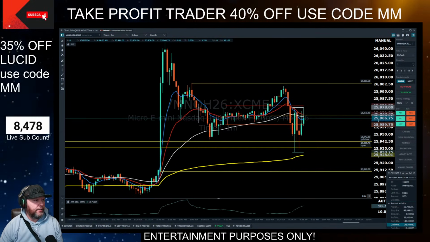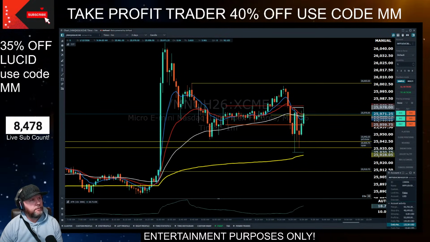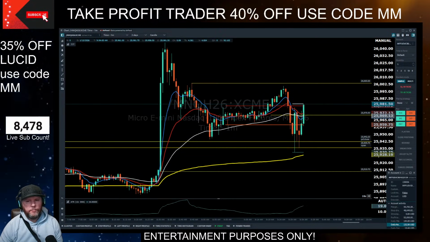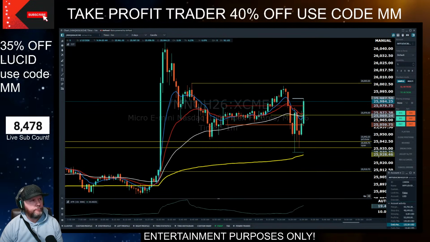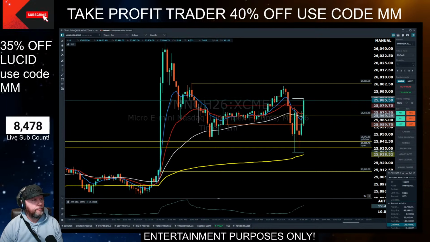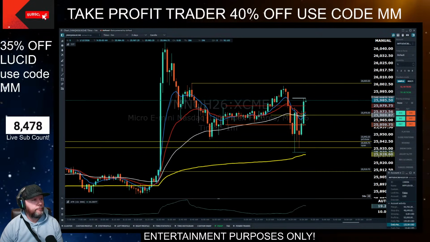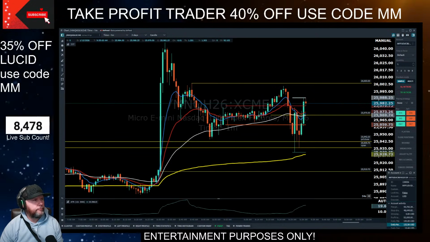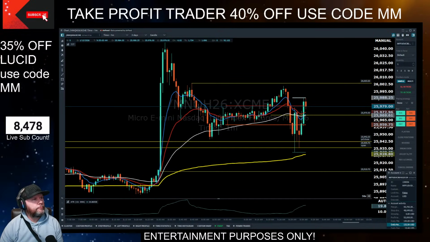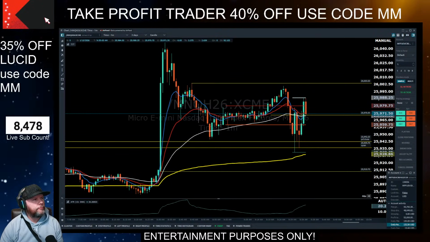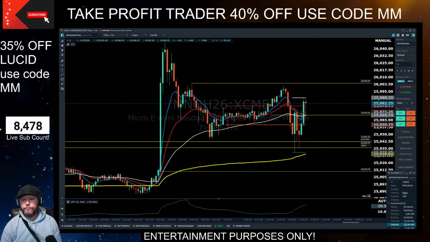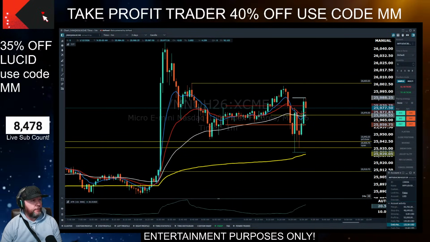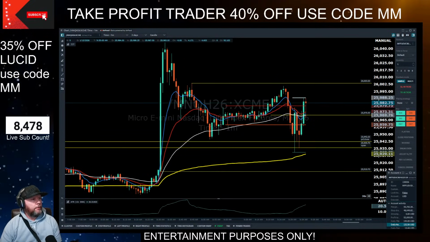I mean, ES is not bouncing at all. That leads me to believe this thing's going to push down at some point here. But when that's going to be, who knows? Not moving here. Not doing anything. It is not moving, guys.